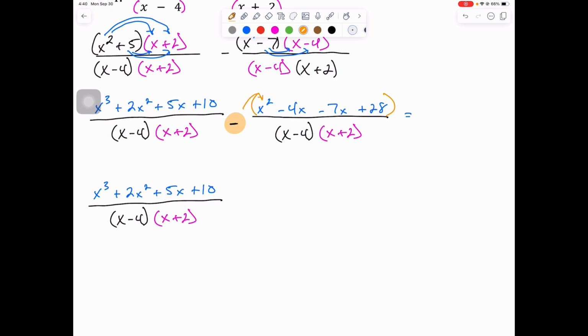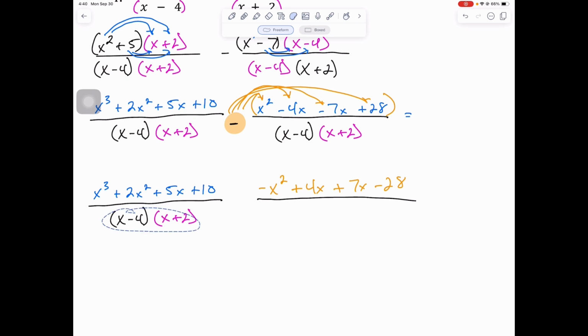Then I will distribute. Negative 1 times x squared just becomes negative x squared. And yes, Mr. Richards, can't we just flip the signs? That's exactly what we're doing. You see how negative 4x becomes positive 4x and negative 7x becomes positive 7x and positive 28 becomes negative 28? Wonderful. And again, we'll set that over our common denominator.